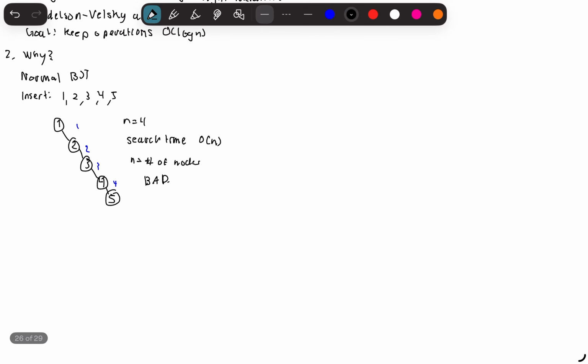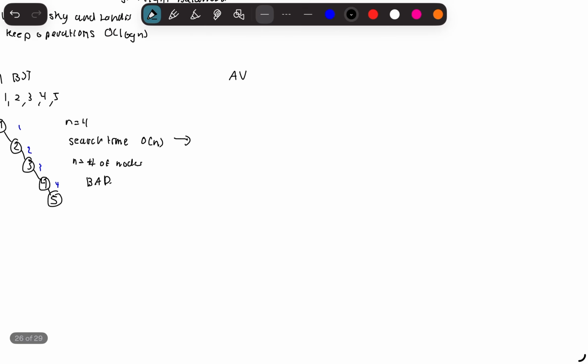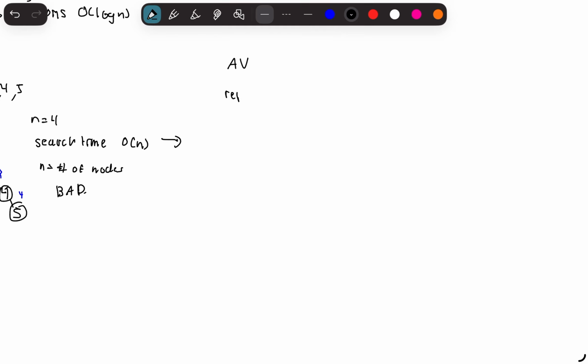So what AVL trees do instead is they're going to rebalance after insert, and also delete.